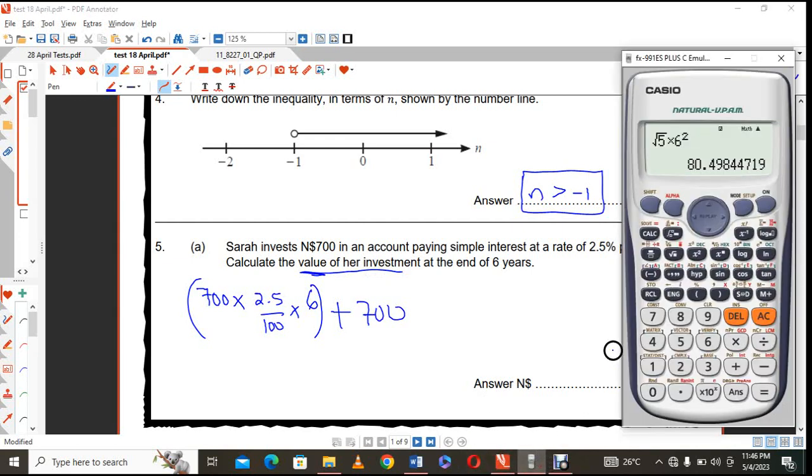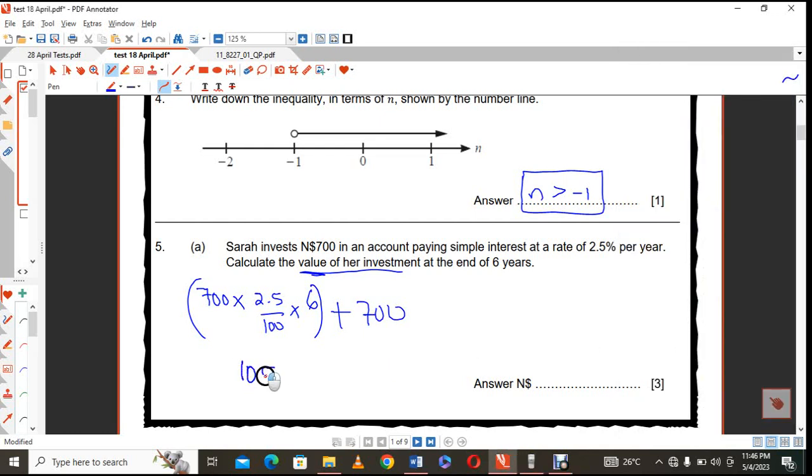Okay, so you can go ahead and bring in your calculator. You're going to say 700 times 2.5%, or you can put 2.5 over 100 times 6 years. That gives you the interest of 105. Maybe I can write it down, 105, and then you add 700. Well, of course, this is 805. So if someone is simply writing 105, that answer will not be entirely correct in its totality, because you're not giving the value of her whole investment, only the interest.